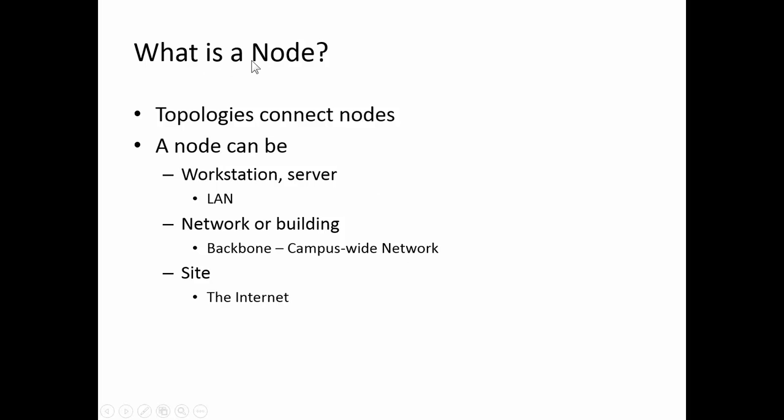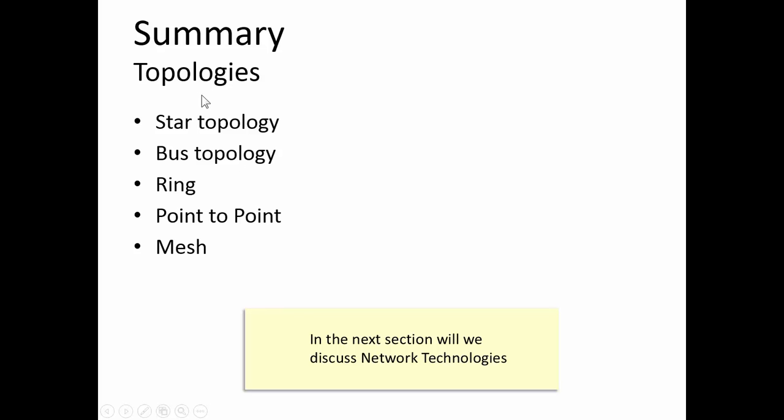So what is a node? A node is the thing that the topology connects, and a node can be a workstation or a server in the case of a local area network, or a node can be a network in the case of a campus-wide network, or a node can be a site as on the internet. In summary, in this section we have looked at star, bus, ring, point-to-point, and mesh topologies. And in the next section we will discuss networking technologies.